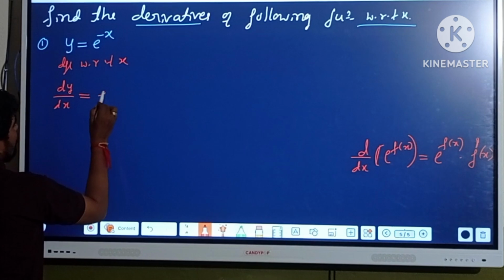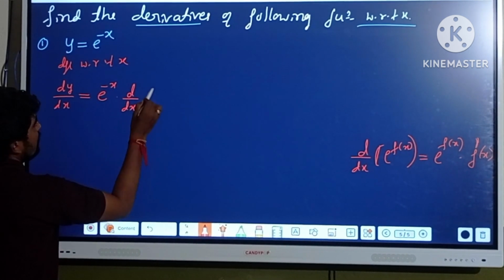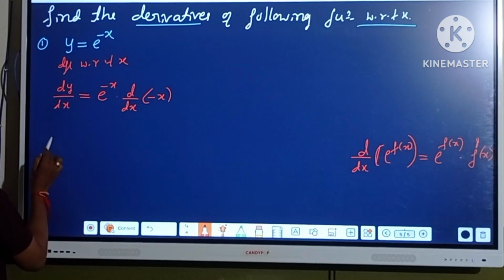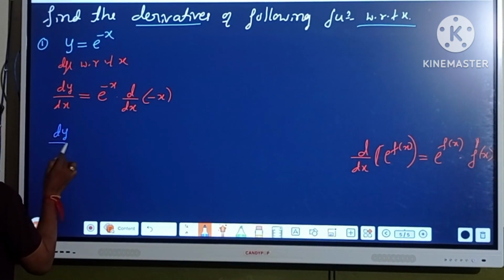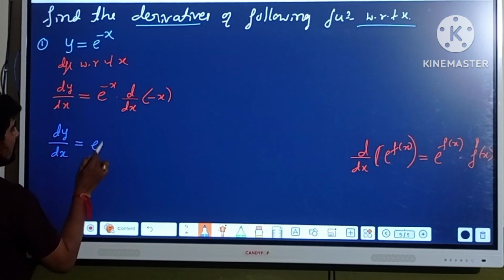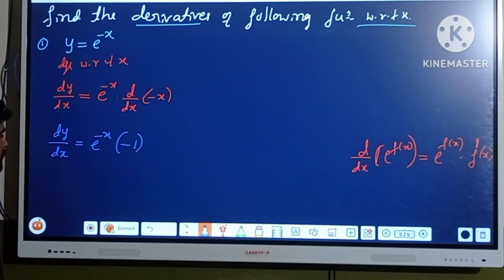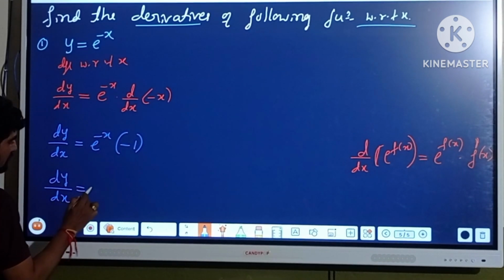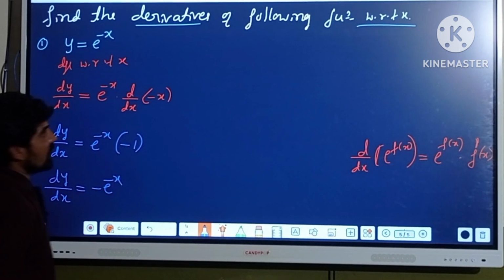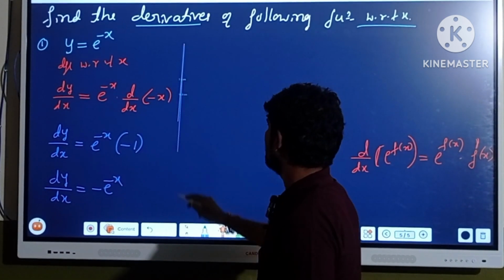So derivative of e power minus x is e power minus x into derivative of what? Minus x. So dy by dx is equal to e power minus x into derivative of minus x with respect to x, which is minus 1. Therefore, final answer: dy by dx is equal to minus e power minus x. Now let us consider the second one.